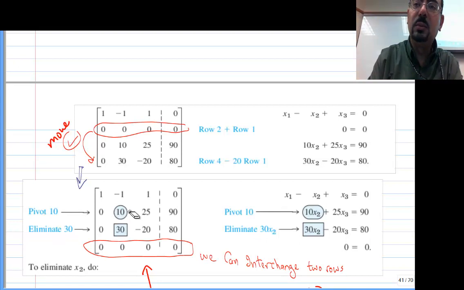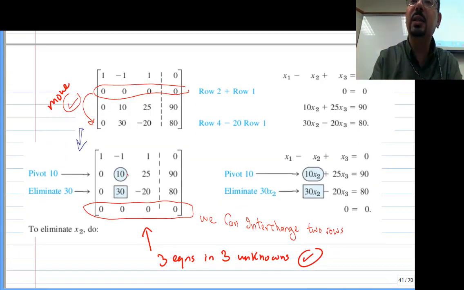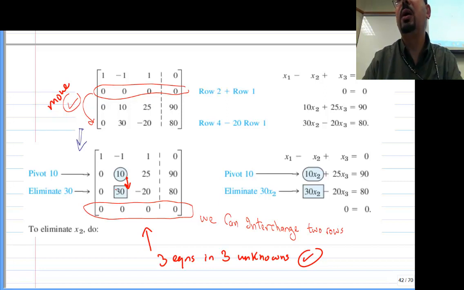And now back to the elimination, Gauss elimination, and you say, well, I got this 10, I wanna get rid of the number underneath, so I need to multiply by -3 and add. Exactly.